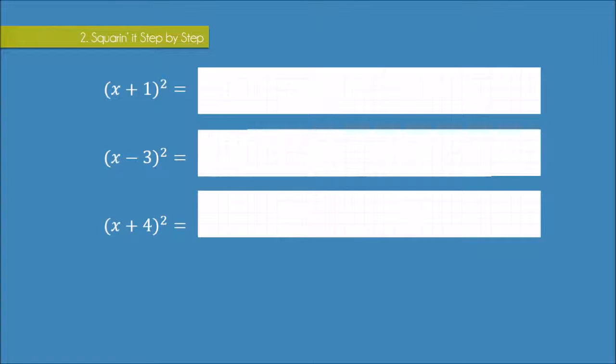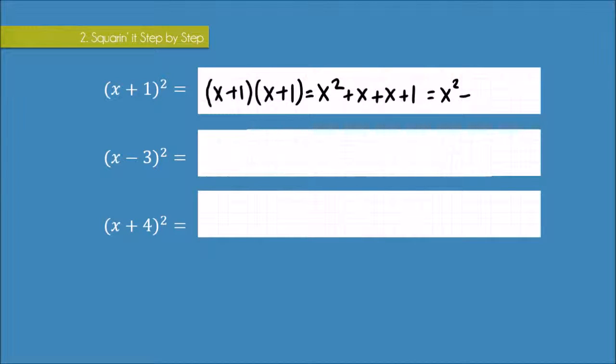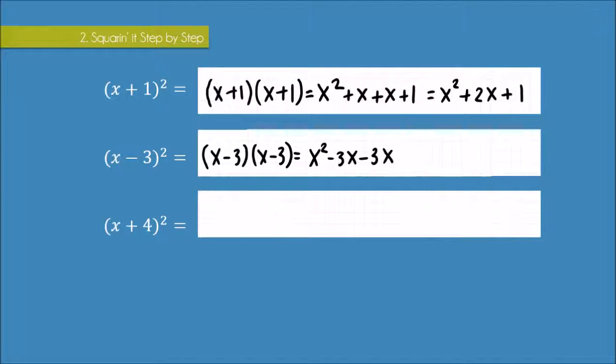Okay, so the first one here, we would have x plus 1 multiplied by x plus 1, which is equal to x squared plus x plus x plus 1, or just x squared plus 2x plus 1. The second one here, we'll do the same thing. x minus 3 squared means we multiply x minus 3 by x minus 3. We get x squared minus 3x minus 3x plus 9, which is x squared minus 6x plus 9.